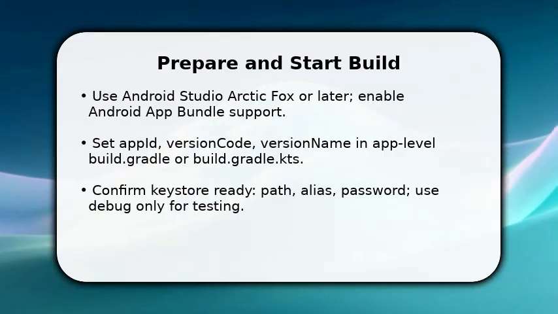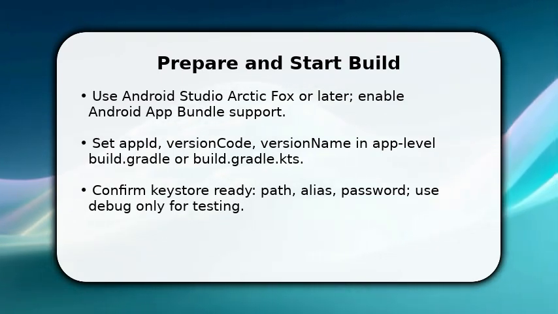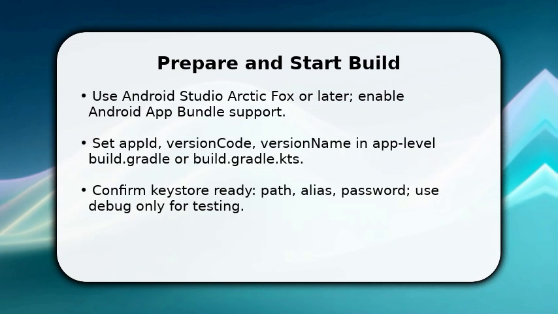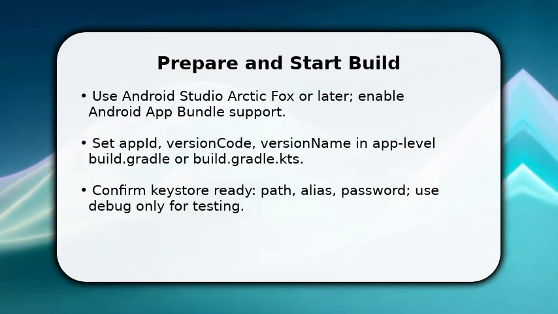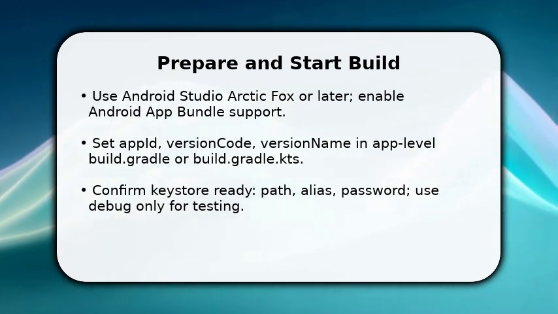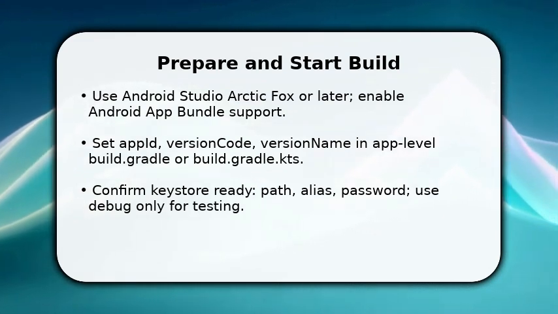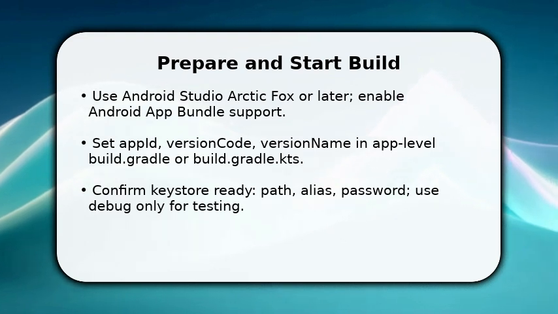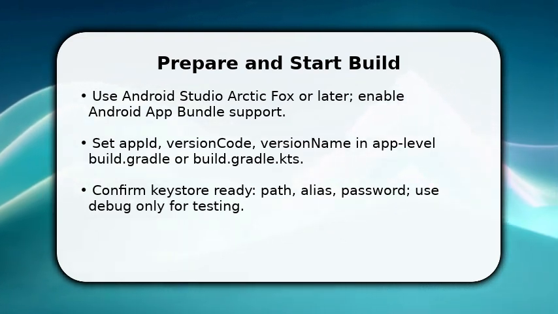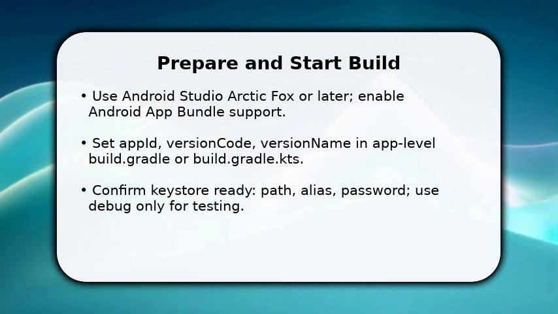You begin by opening your project and confirming required settings so the build succeeds. First, set the application ID, version code, and version name in the module build file because the bundle uses those metadata fields. Once done, verify you have a signing key store with alias and passwords. This ensures you can sign the bundle for release.